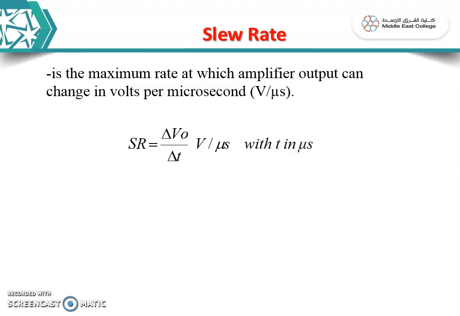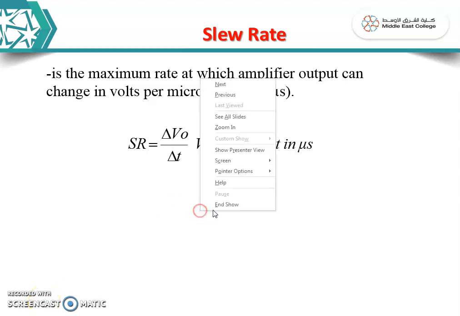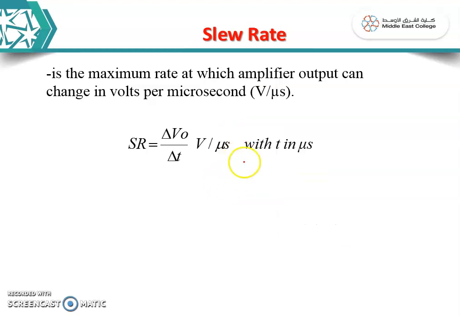The unit of slew rate is given as volt per microsecond, or slew rate is equal to delta V naught divided by delta T. Now what is delta V naught? Delta V naught is the change in output, and delta T is the change in time. So slew rate is equal to delta V naught divided by delta T, and normally the value of delta T should be very small.